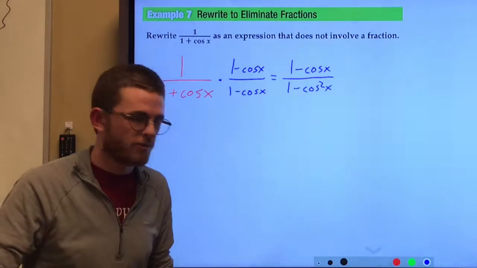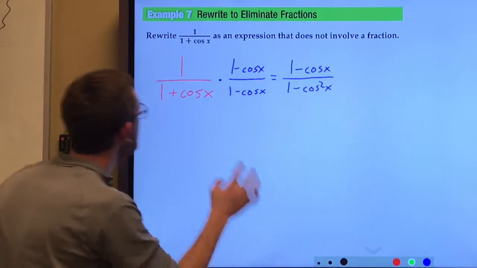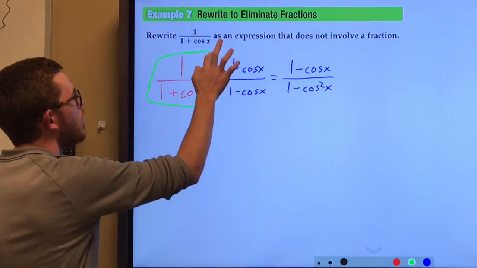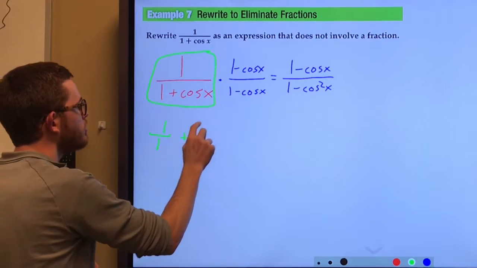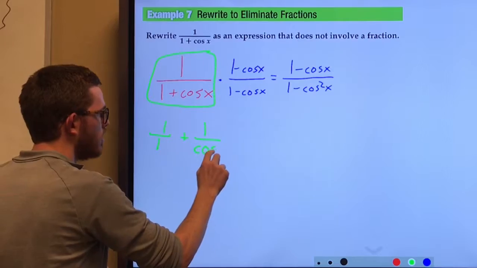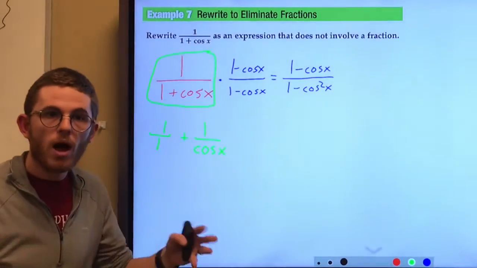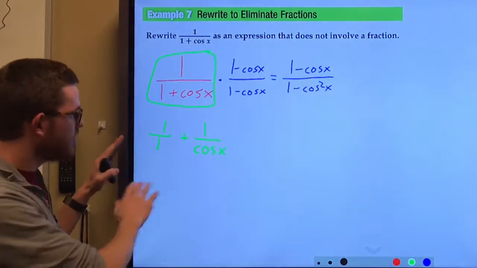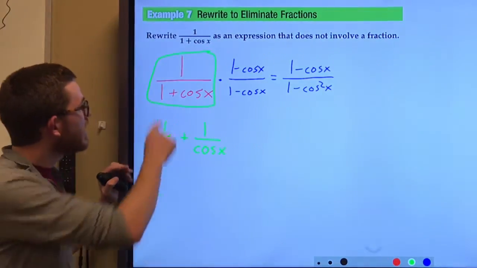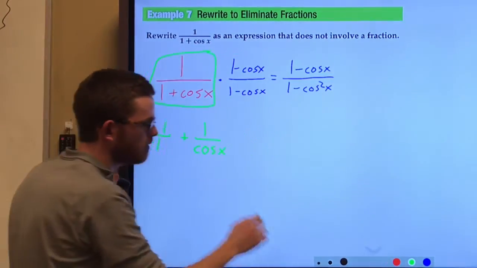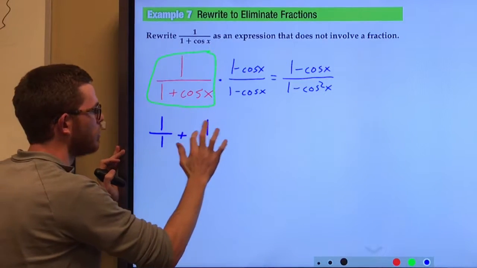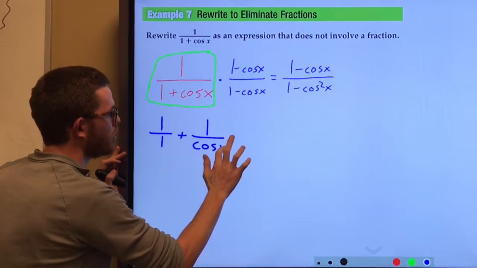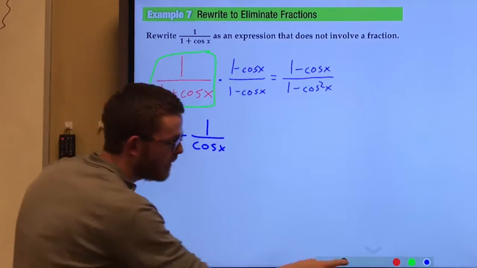Now let me backtrack for a second. Some of you are probably still thinking, way back here at the beginning, why could we not just do 1 over 1 plus 1 over cosine of x? You're thinking, why can't we do that? This is not true. We can't break it up like this. We can't break it up to be 1 over 1 plus 1 over cosine x. This doesn't work. This is bad.